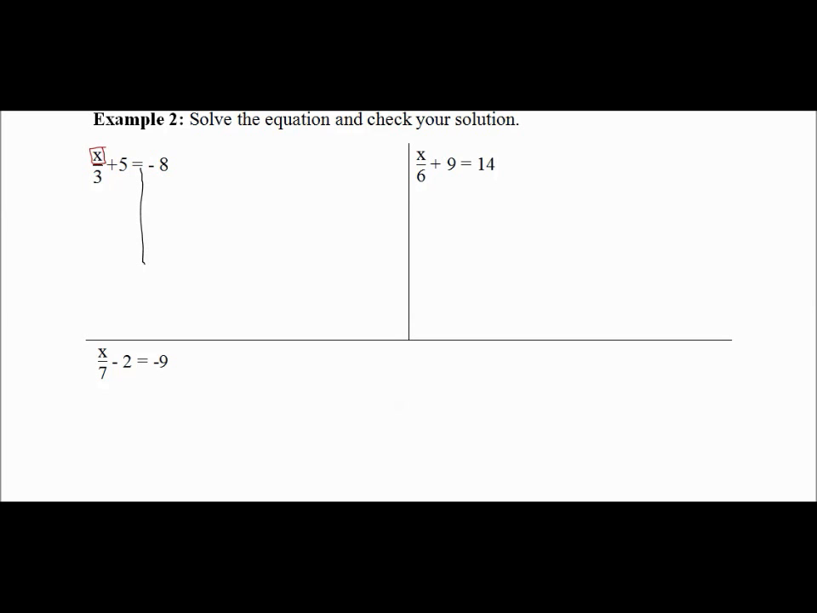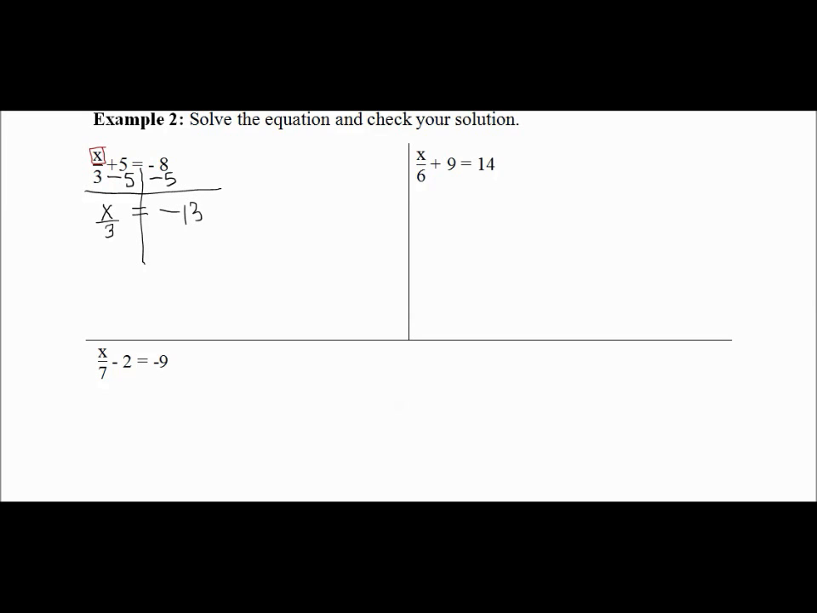Well, I'm going to get rid of this plus 5 first. And I know how to get rid of that. I learned how to do that in lesson 2.1. I have to do the opposite. The opposite of plus 5 is to minus 5. So I'll minus 5 from both sides of my equal sign. I'll bring down what I have left. That leaves me with x over 3 equals negative 8 minus 5, which gives me negative 13.